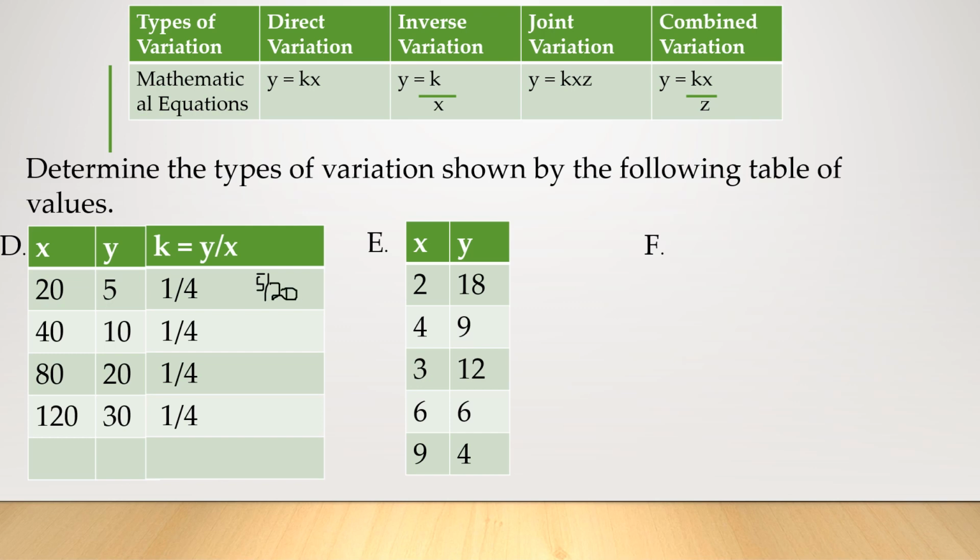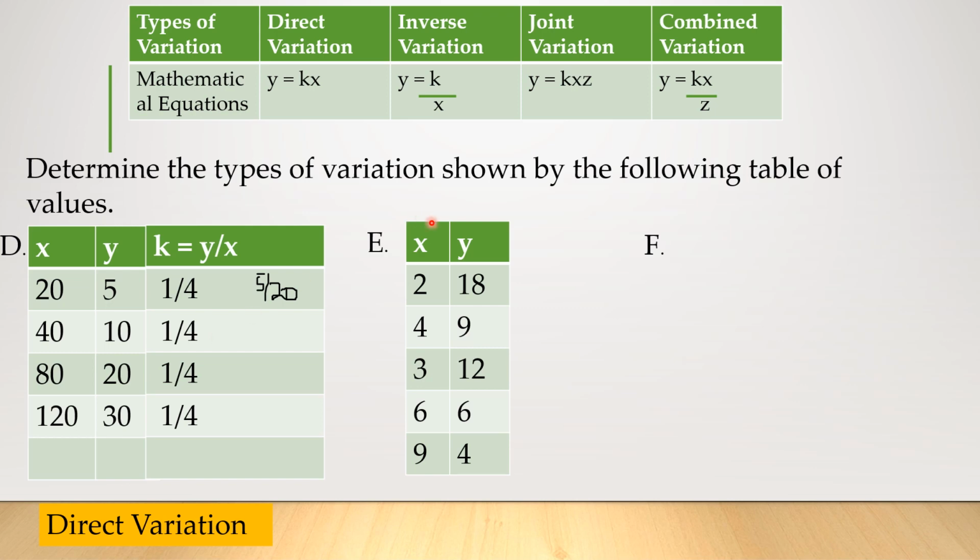Reduce to the lowest term by 5. 5 divided by 5 is equal to 1, and 20 divided by 5 is equal to 4. So 1/4. Here, 20 divided by 40, the lowest term is 1/4. 20 divided by 80, the lowest term is 1/4. 30 divided by 120, the lowest term is 1/4. Which means that the ratio of y to x is equal to the constant k, which is 1/4. Which means that this is direct variation.